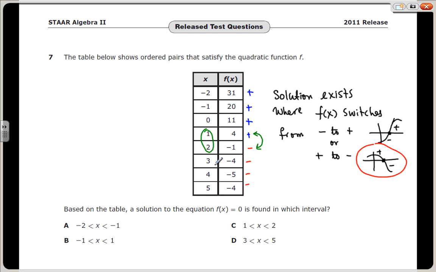So the solution can be found on interval 1 less than x and x is less than 2. Alright, so your answer to this one is C. Alright, let's move on to the next example.